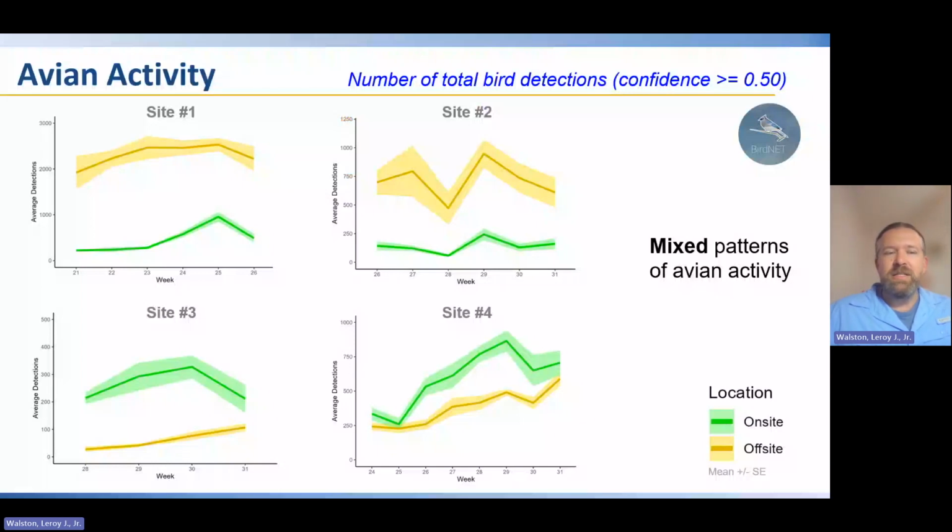At a couple sites, we see that off-site activity, off-site is denoted by the brownish, yellowish line. On-site activity is denoted by the green line. In all cases, on-site is green, off-site is brown. We see mixed levels of activity. At 2 sites, activity is higher off-site, and then at the other 2 sites, activity is higher on-site. And again, you can note the differences in weeks down below.